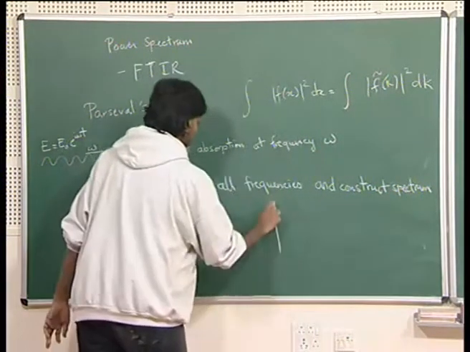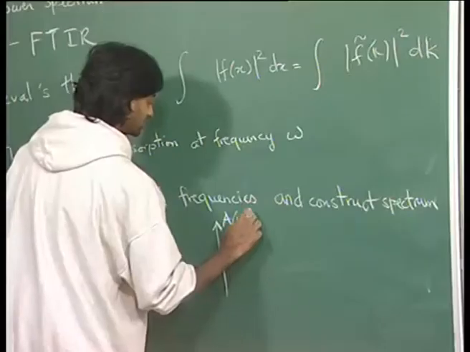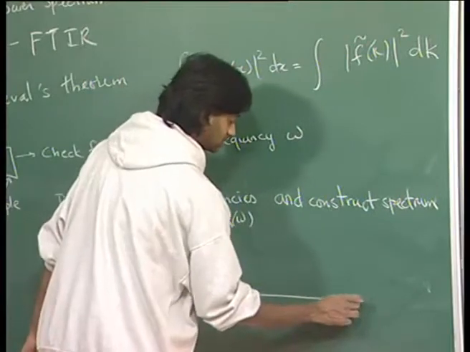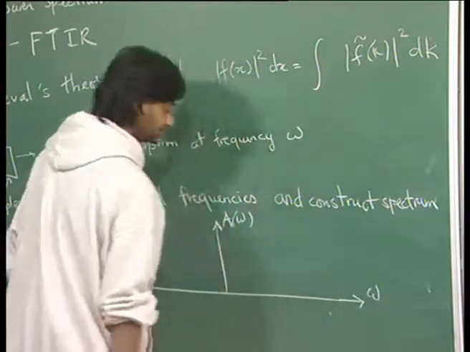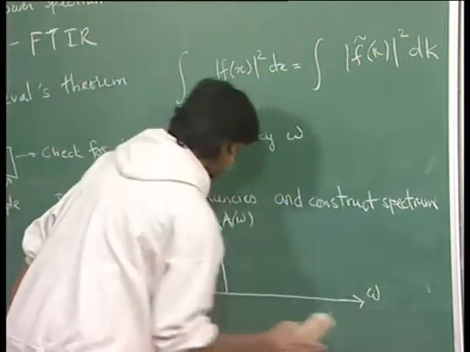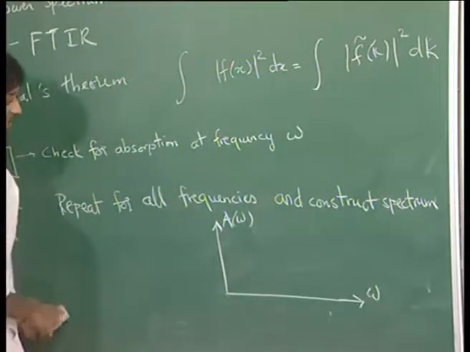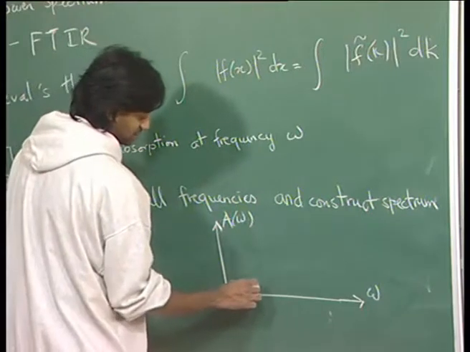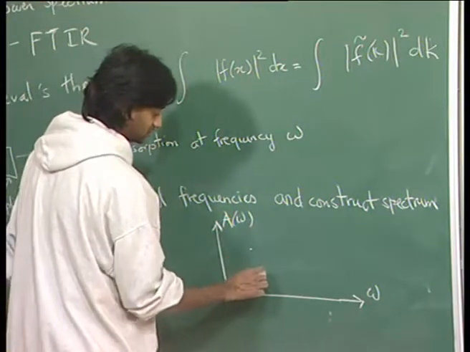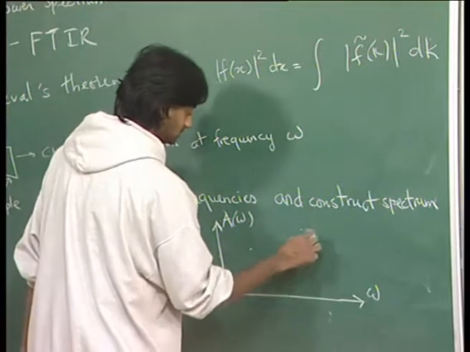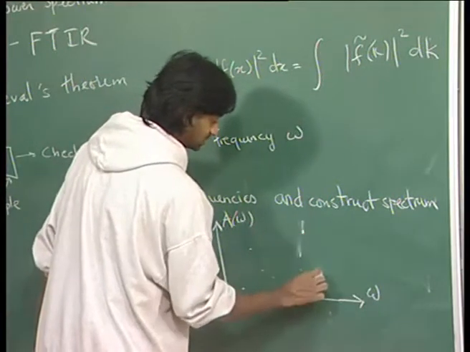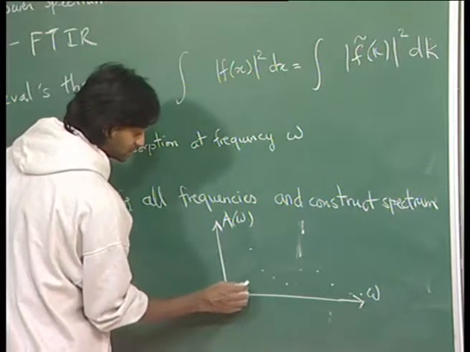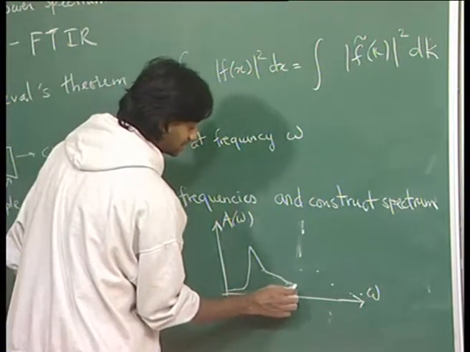For example, you could say the absorbance as a function of frequency looks like this. You have various frequencies, and I should probably just show them in the positive direction. You look at a particular frequency and you see very low absorption. Maybe at some frequency you see high absorption. Then you connect all of them and you get a spectrum that looks like this.